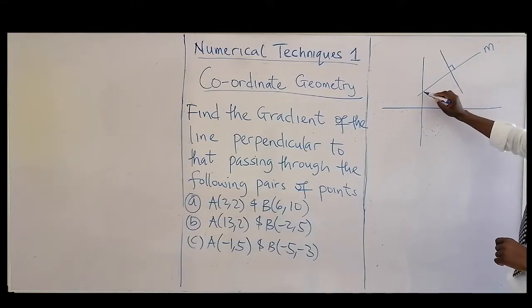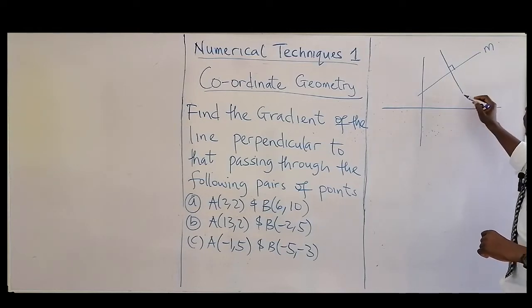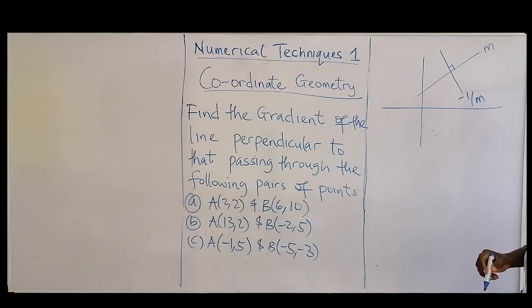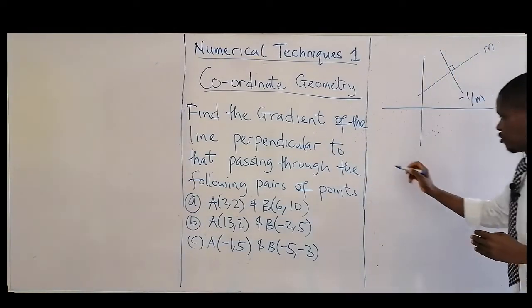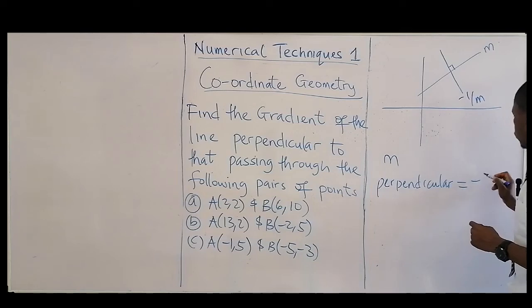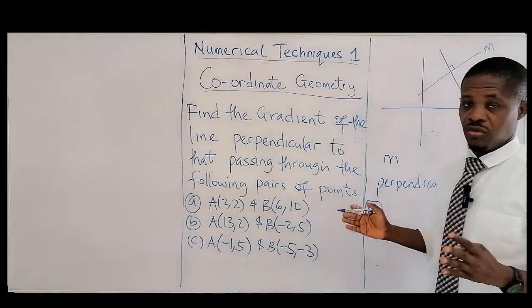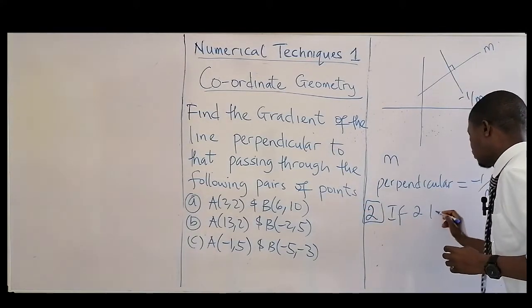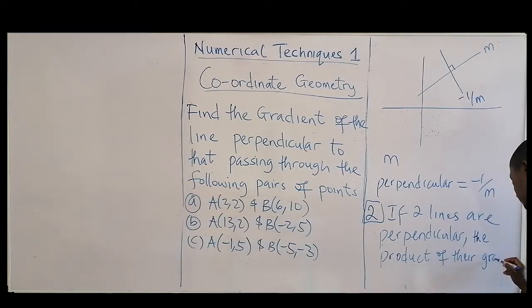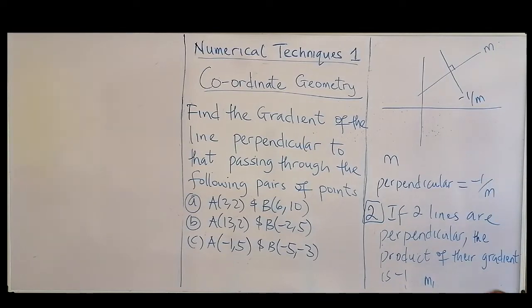So if you have a straight line that has a slope of m, the line perpendicular to it has a slope or gradient of minus 1 over m. Another point I want you to note is that if two lines are perpendicular, the product of their gradients is minus 1. That is m1 for the first line times m2 is equal to minus 1.